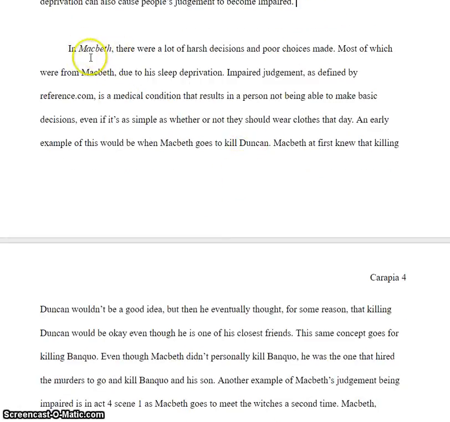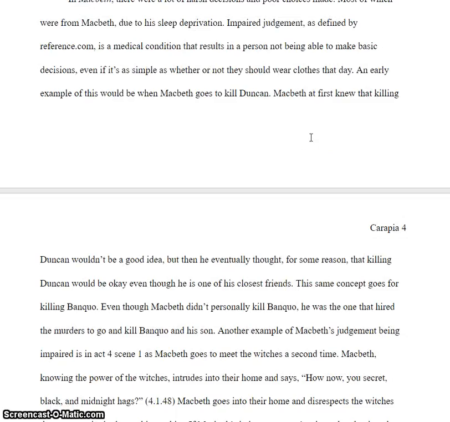Hey, good job. You actually did this right with punctuation of titles. You're one of the few so far that have done that. So congrats on that. So in this paragraph, you're going to talk about impaired judgment. Don't need a comma here. Again, reference.com. We got to look at our sources here. Make basic decisions. Okay. Now, you've defined it as a person not being able to make basic decisions, okay?